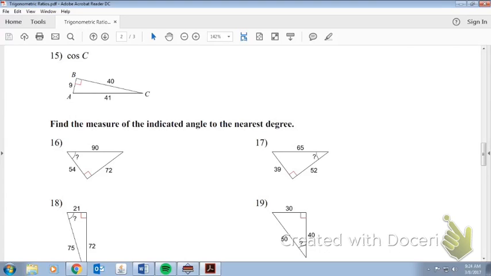So now I want to jump forward to 16. Now 16 through 25 are a little bit different.